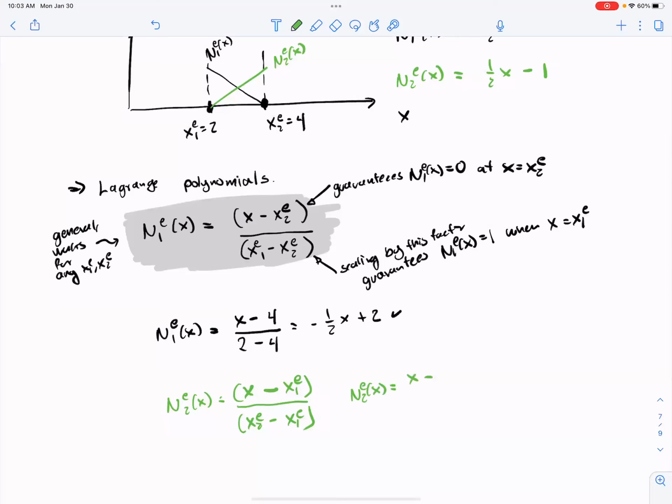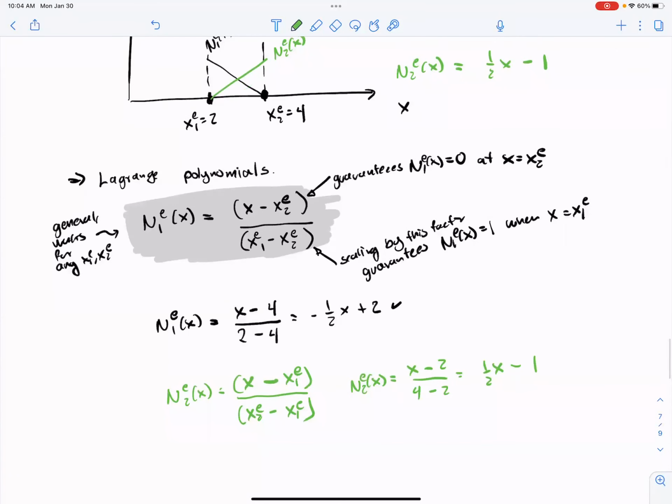So this, for this particular element, is indeed x minus 2 over 4 minus 2. So it is 1/2 of x, minus 1, yes. So it was correct. But this way of defining it is going to be a little bit more general when we do other elements.